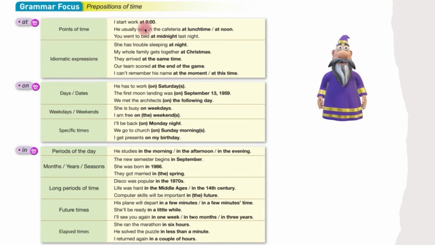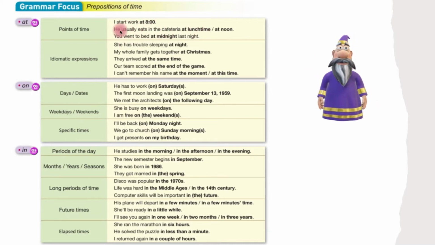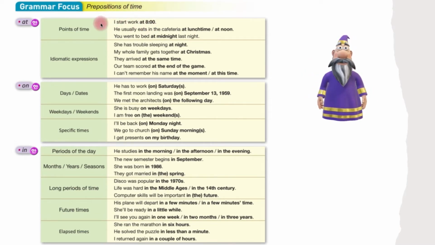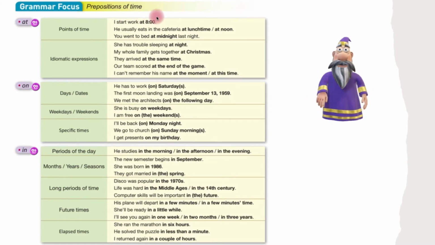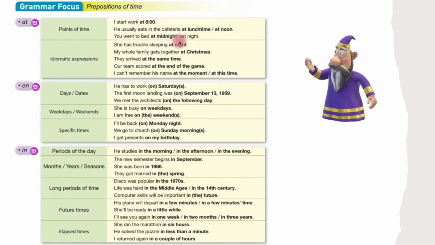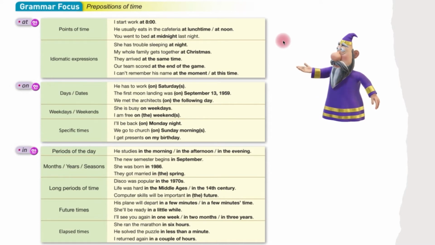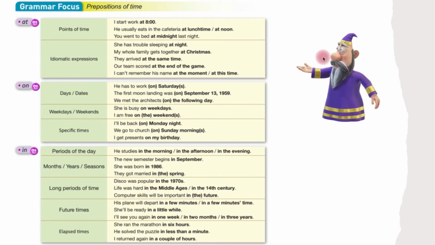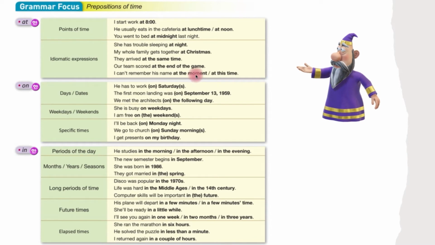Notice how the time expressions come at the end of the sentence. You can move them to the beginning of the sentence sometimes. So these prepositions of time aren't always fixed in place. At 8, I start work is possible. At midnight, you went to bed last night. So time prepositional phrases, as these are, can move about. The examples here put them at the end of the sentence, but they don't always have to be at the end of the sentence.